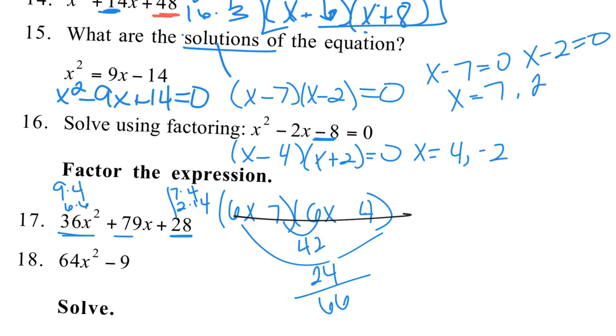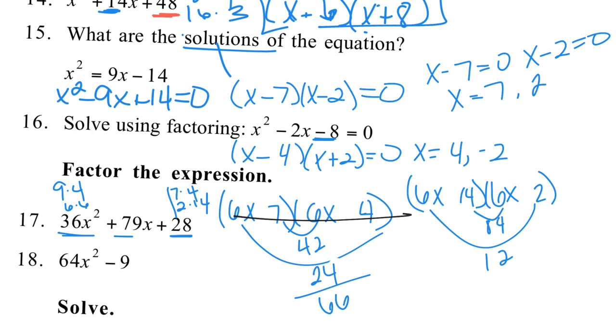Let's try 2 and 14. 14 and 2, that's 12. 14 and 6 is 84. Since everything's positive, I'm not going to be subtracting. This gives me 96. That's too big, so this one doesn't work.